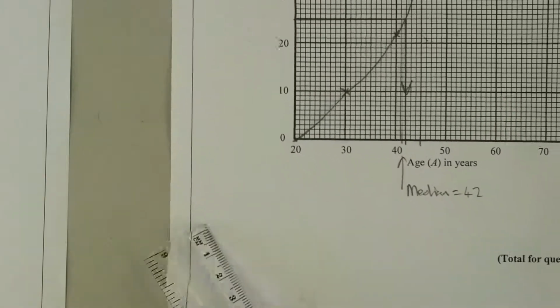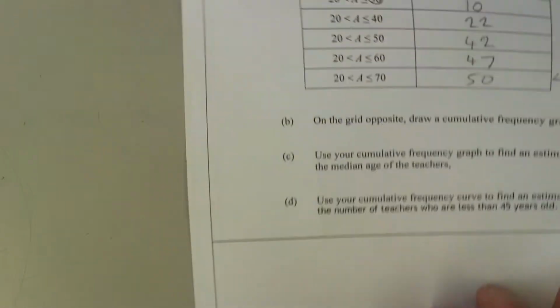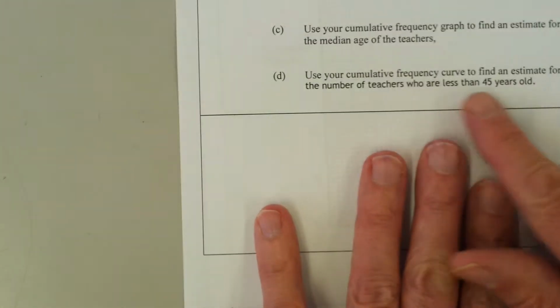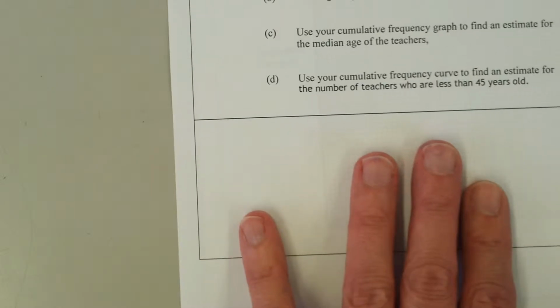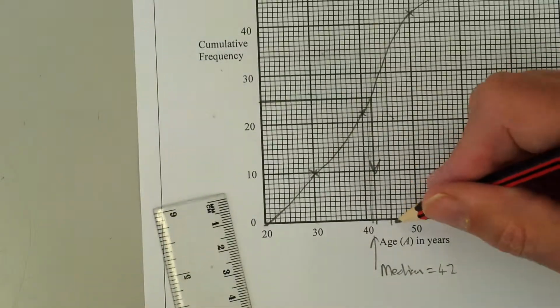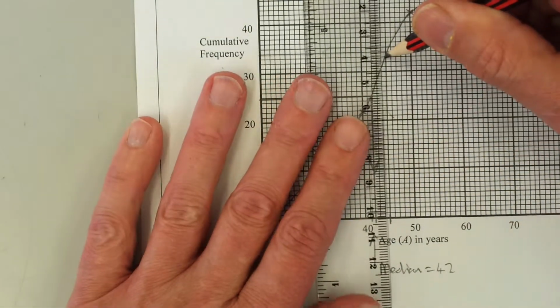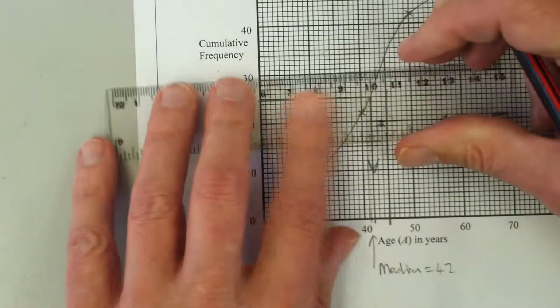Okay. Now we'll look at the next part of the question. It says, use your cumulative frequency curve to find an estimate for the number of teachers who are less than 45 years old. So 45 years old, let's go back to the curve again. Age of 45, go up to the curve and across.